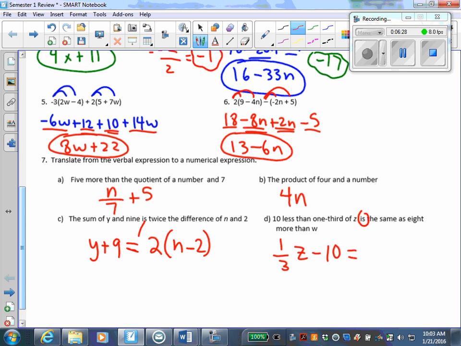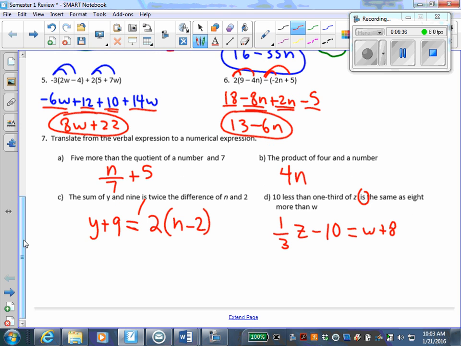but still part of the equals, 8 more than w. So I start with w, add 8 to it. You could say 8 plus w, that's equivalent, but I think w plus 8 is technically more in line with the words there. All right, next page.